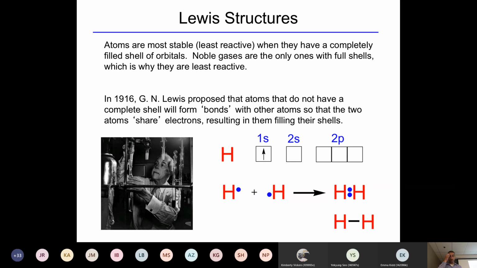You see a picture there of G.N. Lewis. He died in his research lab, and I think it's questionable whether he killed himself or not. It's not clear, but what he was doing was something most people would consider pretty careless.